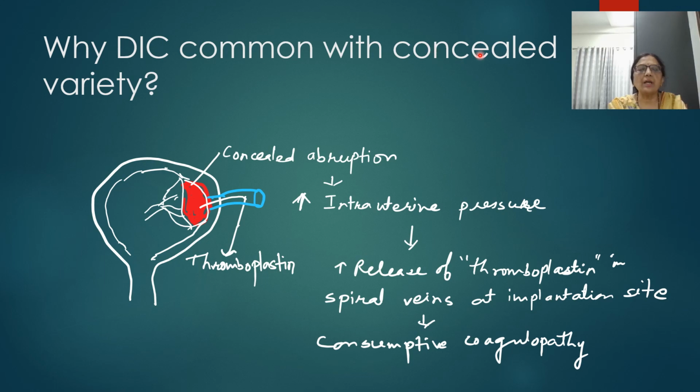With concealed variety, there is higher risk of DIC. So disseminated intravascular coagulation is more common with concealed variety. What is happening with concealed abruption is there is a raised intrauterine pressure as blood is getting collected inside the uterine cavity, and there is no escape of the blood through the cervix outside. So what it leads to is a raised intrauterine pressure. That leads to more release of thromboplastin in the spiral veins of the placental site, and that is a trigger for consumptive coagulopathy. There is excessive release of thromboplastin.